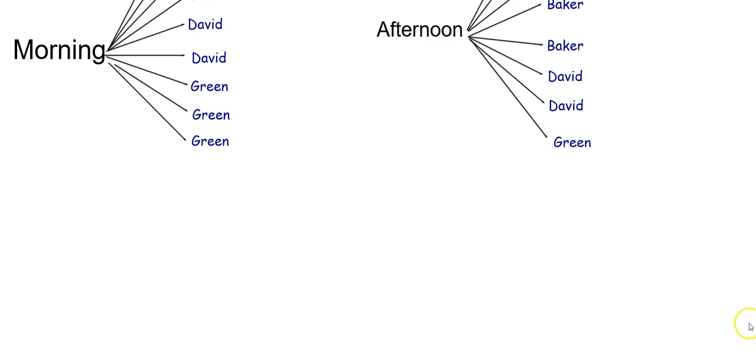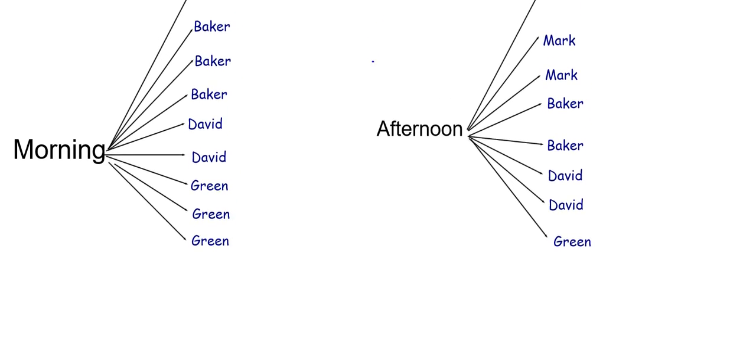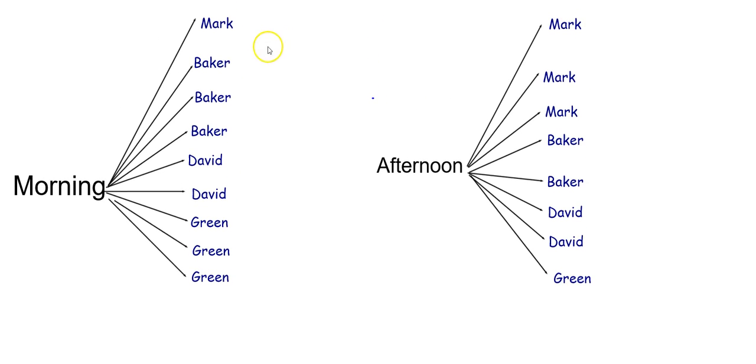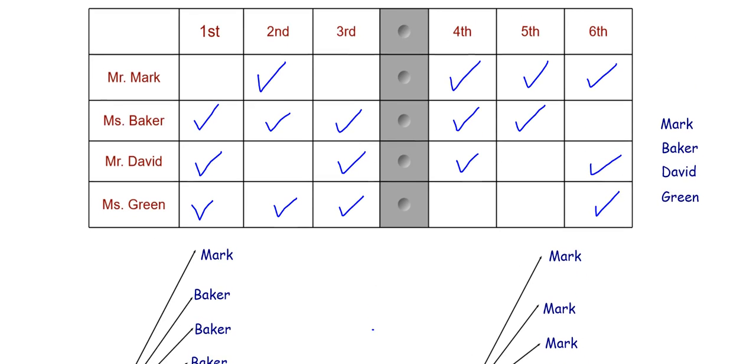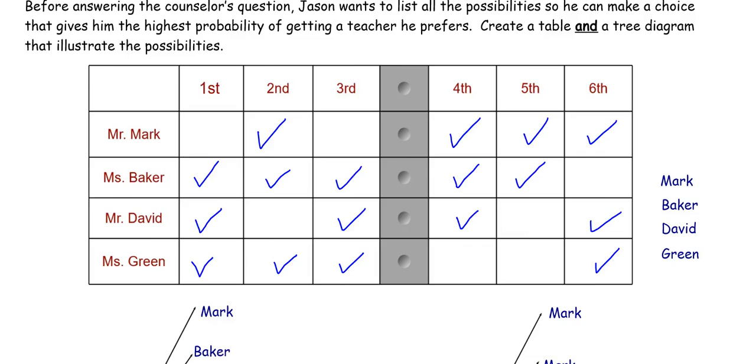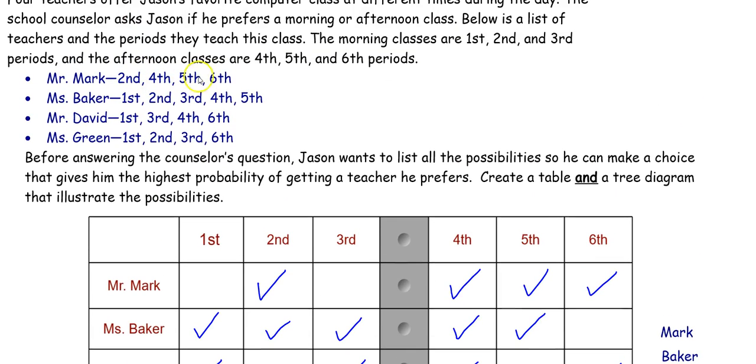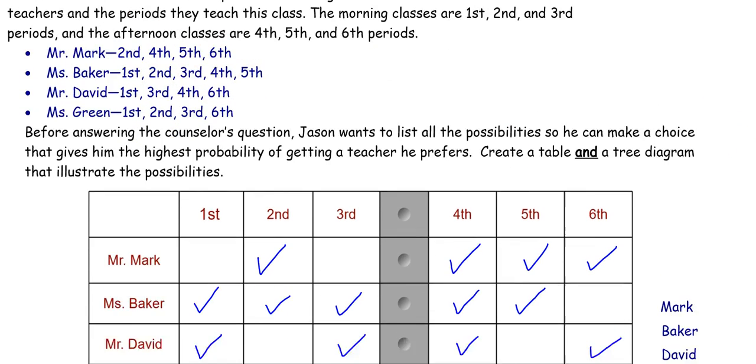Now, if I want to find the probability of Mr. Mark teaching the class in the morning session, what is the total number? 1, 2, 3, 4, 5, 6, 7, 8, 9. We have 9 morning classes and 8 afternoon classes. 9 plus 8 is 17. We have 17 checks here, and adding up all these numbers should give us 17.